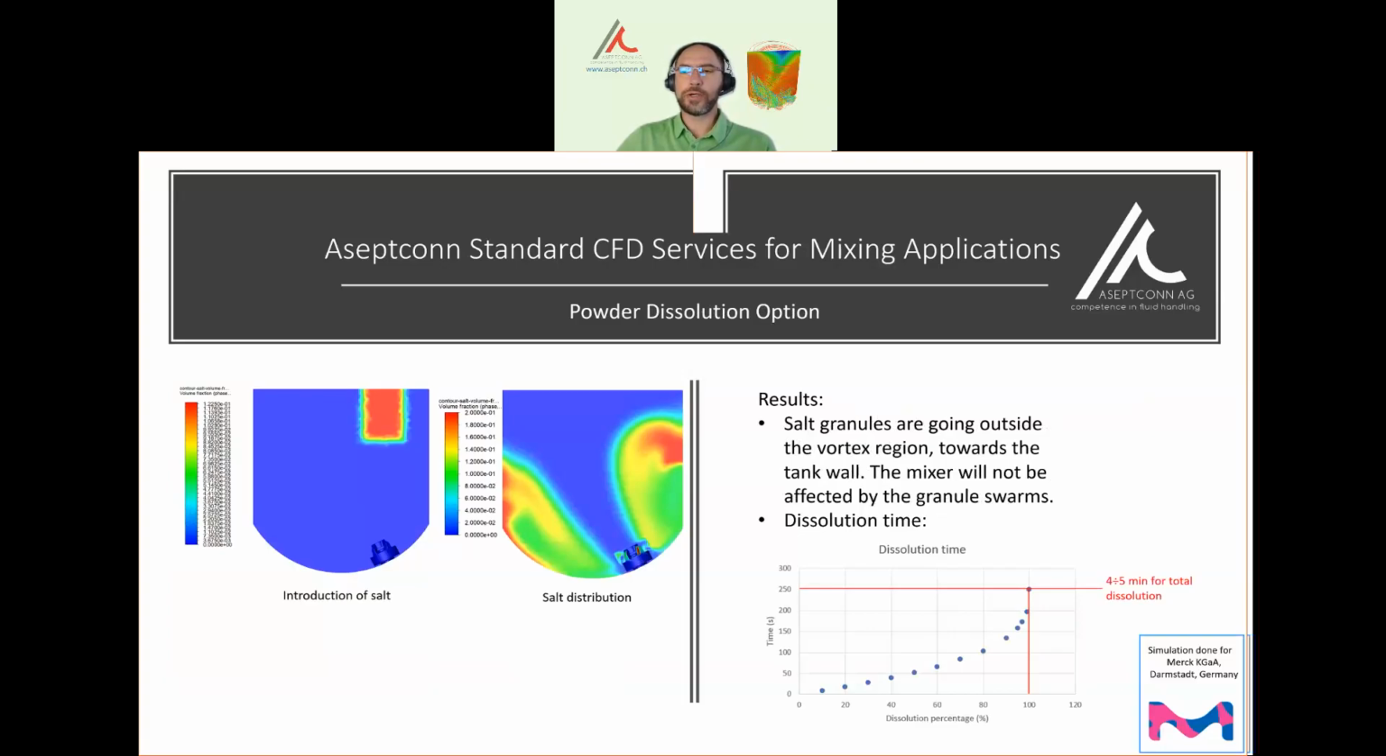The simulation revealed that the salt granules' behavior is to go outside the vortex region towards the tank wall. The mixer will not be affected by the granules swarm. We have obtained the graphic of dissolution time in function of dissolution percentage.